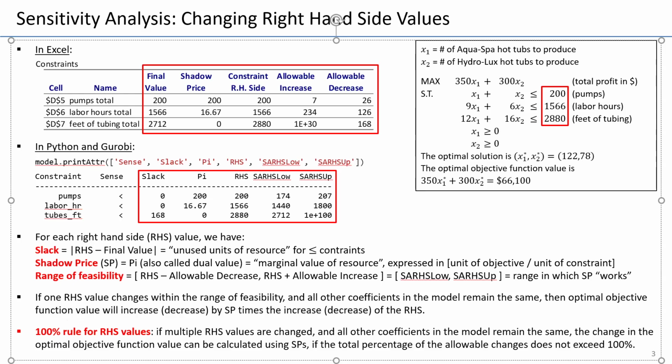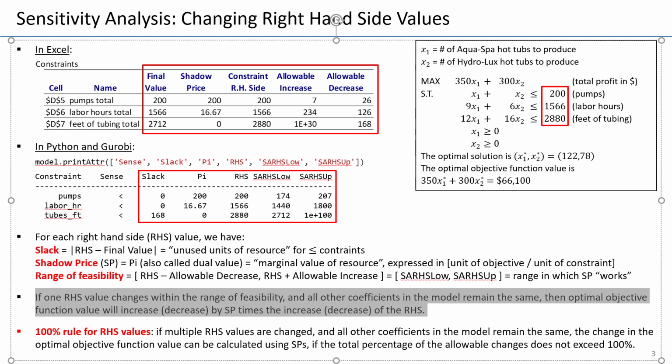And then there is one more thing. There is something called the 100% rule, but this time for right-hand side values. If you change more than one right-hand side value, and all other coefficients in the model remain the same, the change in the optimal objective function value can be calculated using shadow prices if the total percentage of the allowable changes of those right-hand sides does not exceed 100%, when expressed relatively as percentages and added all together. So I'll leave the 100% rule for later.